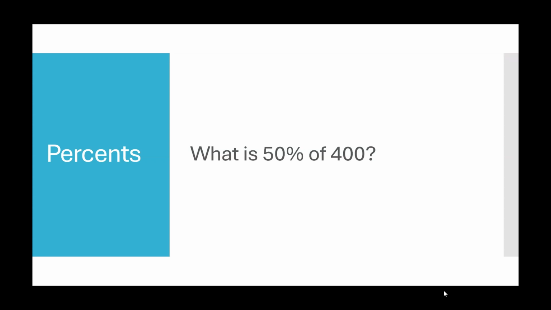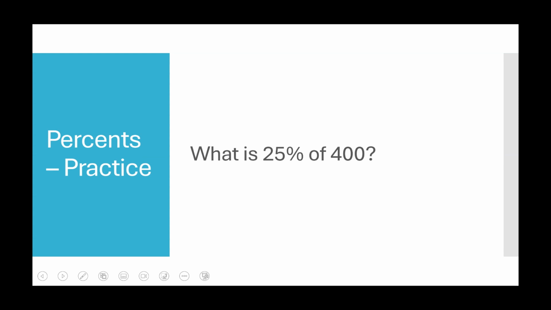When we're solving percents, the first thing to remember is a lot of them, maybe not all of them, definitely not all of them, but many of them you might be able to do in your head. So do this one in your head right now. What's 50% of 400? 50% is half. So it's 200.